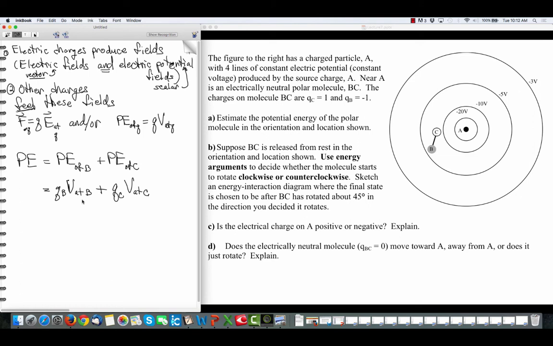Approximately -6. Charge of B is -1. Electric potential at B, -6 volts, approximately. Charge of C is +1. What's the electric potential at point C?